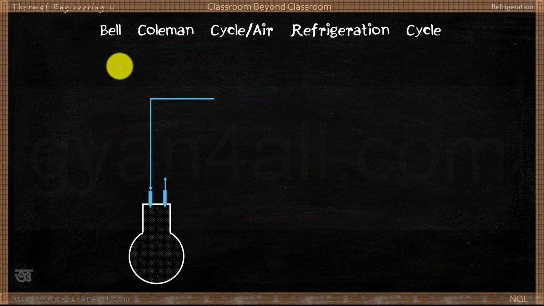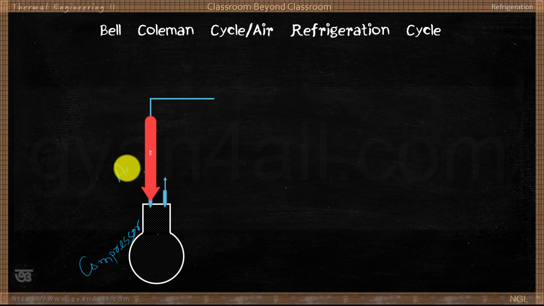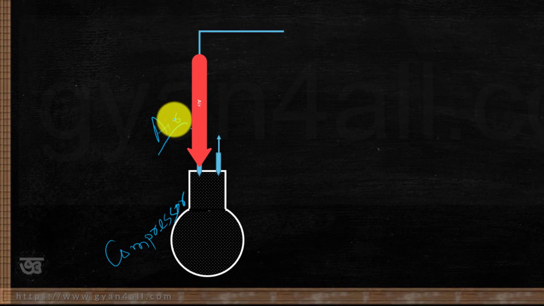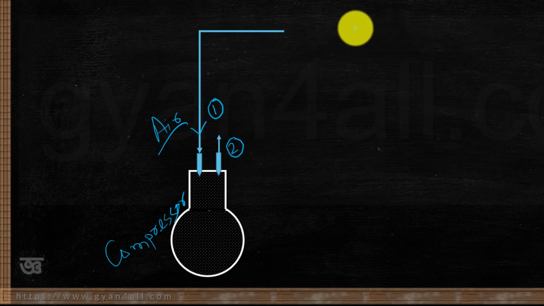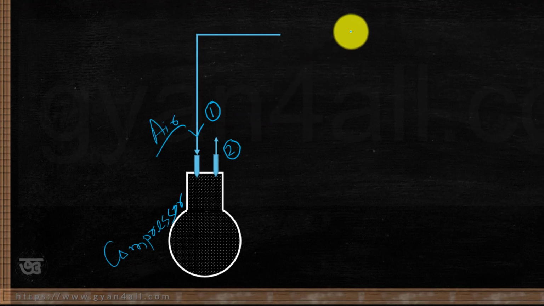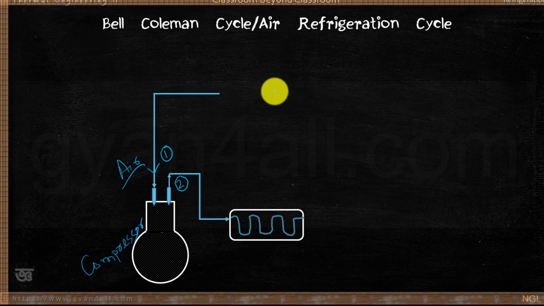So basically what is this? This is a compressor. In the compressor, air will enter. From where will it come? It will come from the refrigerator. After compression, pressure will increase, temperature will also increase, volume will decrease. So this is process 1-2. Entering into the compressor, going out of the compressor. After compression, where will it go? It will go to the cooler.